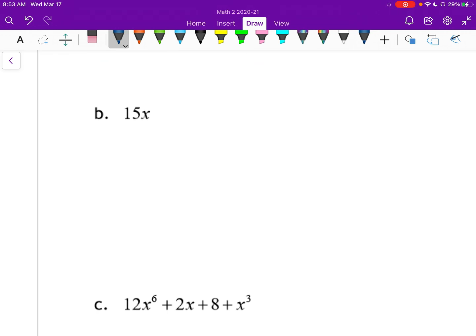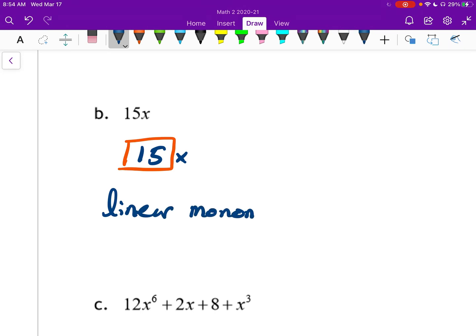B, we have 15x. Well, 15x, that's already in standard form, so I'll just rewrite that. 15x, the leading coefficient is 15. This will be a linear monomial. Right? It's linear because our highest exponent is a 1. It's a monomial because there's only one term.